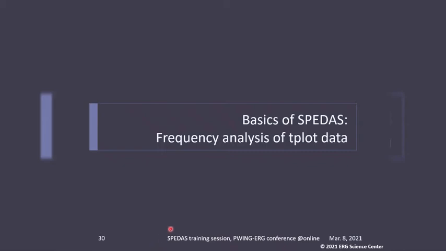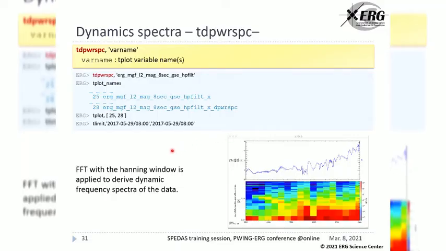Okay, from here, we'd like to show how we can analyze the time series data, especially for the frequency analysis. So firstly, we'd like to show you how we can calculate the dynamic spectra, meaning the frequency time diagram. The command is tdpwrspc. This command calculates the dynamic spectrum for the time series.